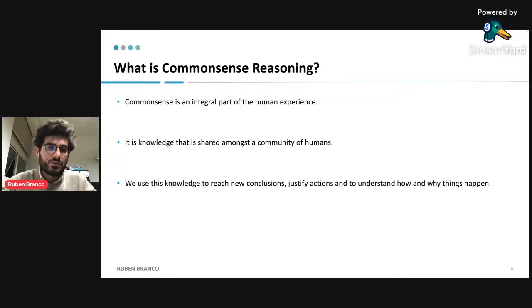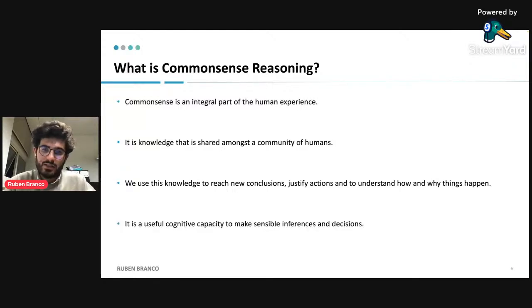And we use this knowledge to reach new conclusions, to justify our actions before others, and to generally understand how and why things happen through reasoning, for example. So, chaining different knowledge that we possess in order to understand cause and effect of different events that happen in our lives, or, again, to persuade others towards something that we want from them.